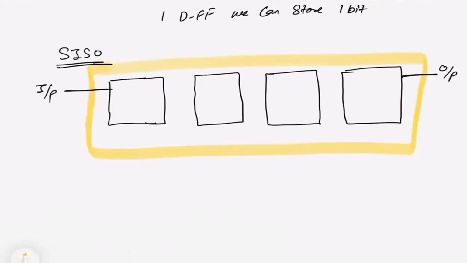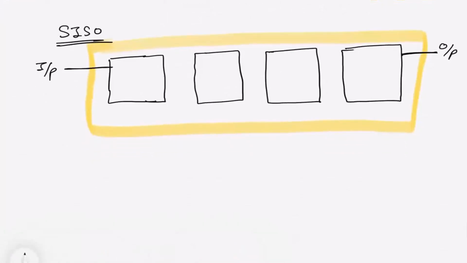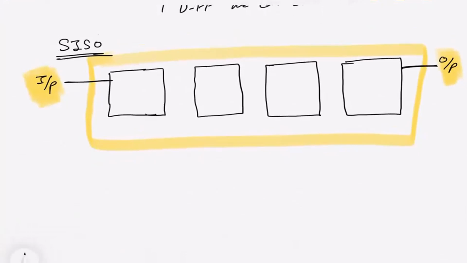Okay, we'll make the internal architecture of this one step by step. So with this single input, you can store your data one by one, and with this single output, you can take out your data one by one. And these are your D flip-flops. So this is your first D flip-flop, and the output of this D flip-flop you need to connect to your second D flip-flop. In the same manner, you need to connect all those flip-flops.